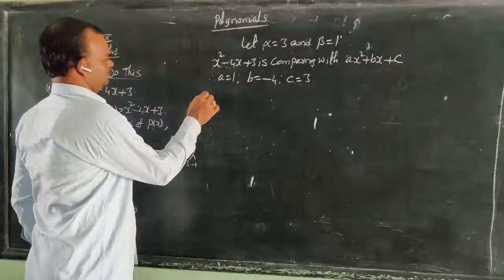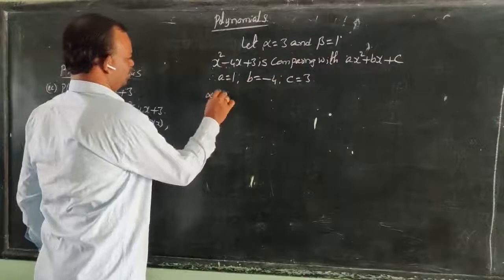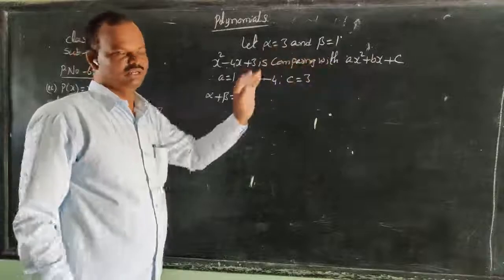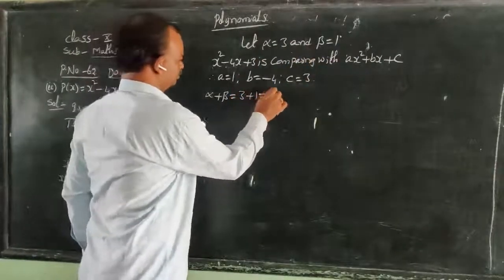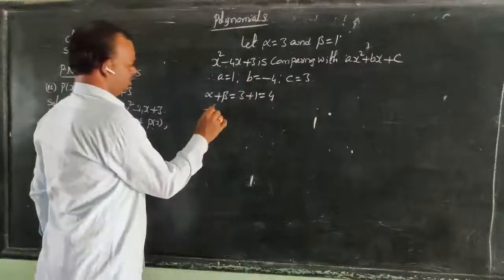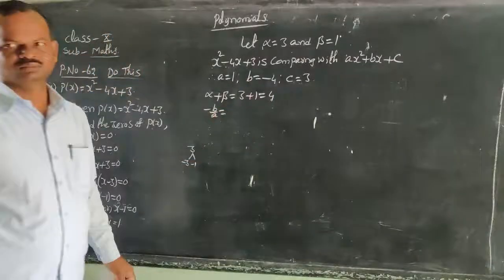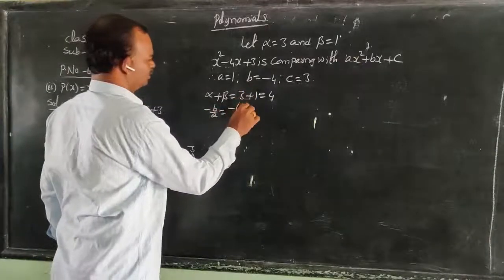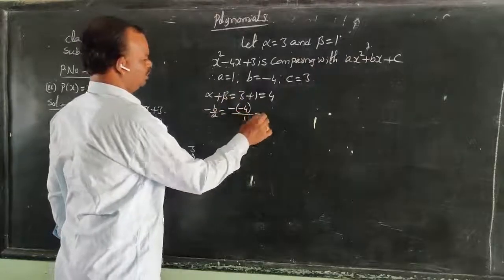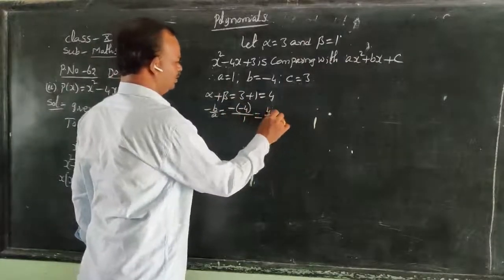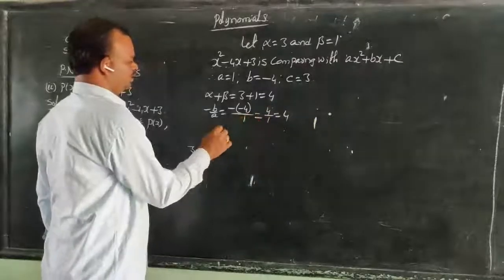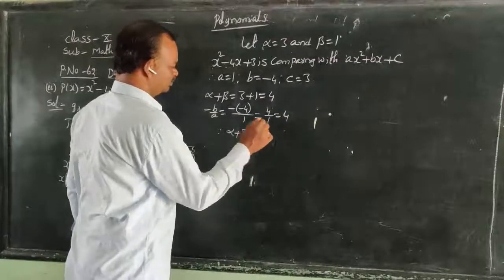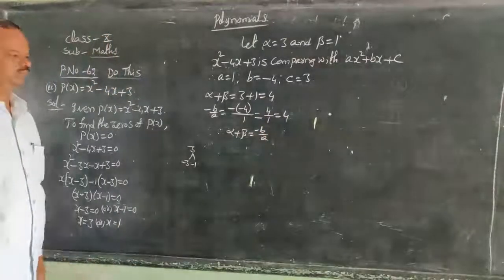That means sum of zeros: alpha plus beta is equal to alpha plus beta. Alpha means 3 and beta means 1. 3 plus 1 is equal to 4. And also minus b by a is equal to minus of b, b means minus 4, by a means 1. Minus into minus is plus, 4 by 1 is equal to 4. These two values are equal. Therefore, alpha plus beta is equal to minus b by a.